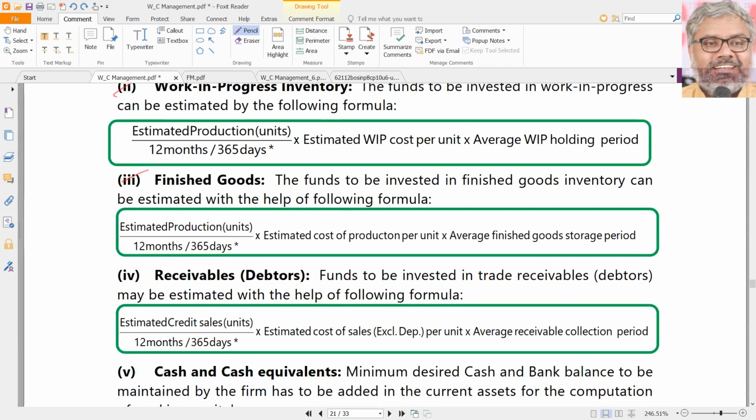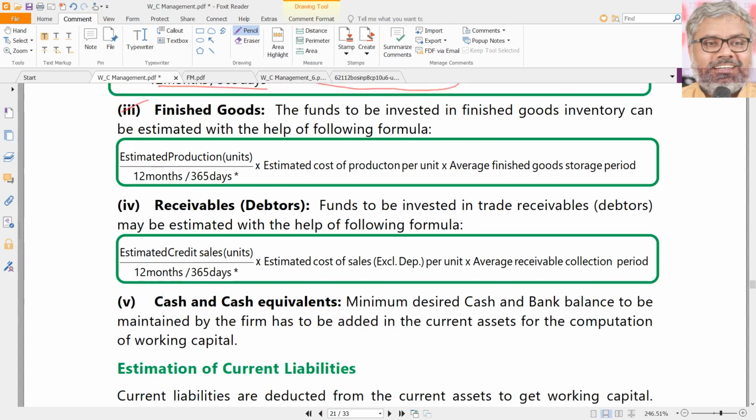The logic is the same for every type of current assets. For work in progress inventory also the same. Estimated production is the final goods. That estimated production, multiply with estimated work in progress cost per unit, multiply with average work in progress holding period divided by 12 or 365. Same with finished goods also. Estimated cost of production per unit here has to be taken. Estimated production will be multiplied with that. That gives the total cost of production for the entire year. Multiply with the number of days the finished goods will be in storage divided by 365 days.